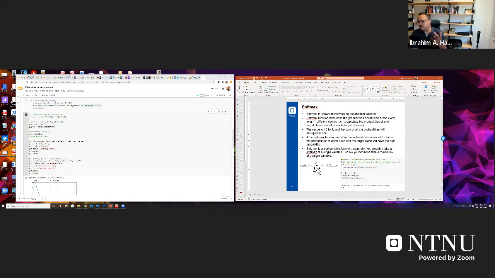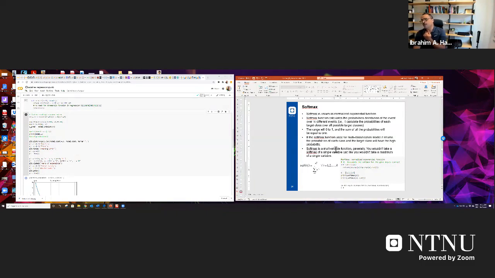We will have exponential x1 divided by exponential x1 plus exponential x2 plus exponential x3, the summation of all events. The other output will be exponential x2 divided by the summation. The third one will be exponential x3 divided by the summation of all exponentials. So at the end, we will have a normalized exponential function. It calculates the probability distribution of the event, the range will be between 0 and 1, and the sum of all probabilities will be equal to 1.